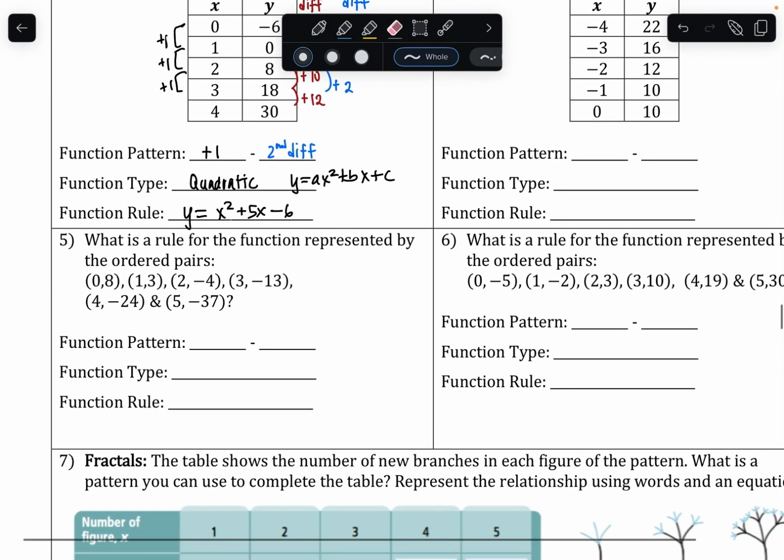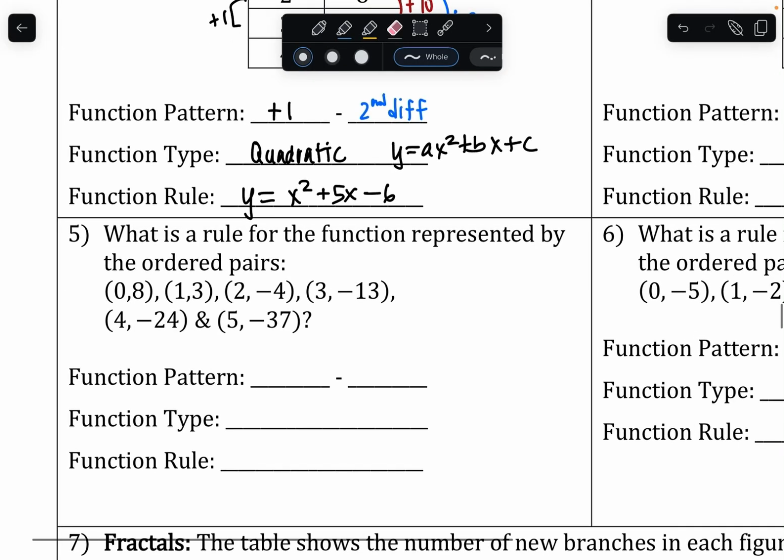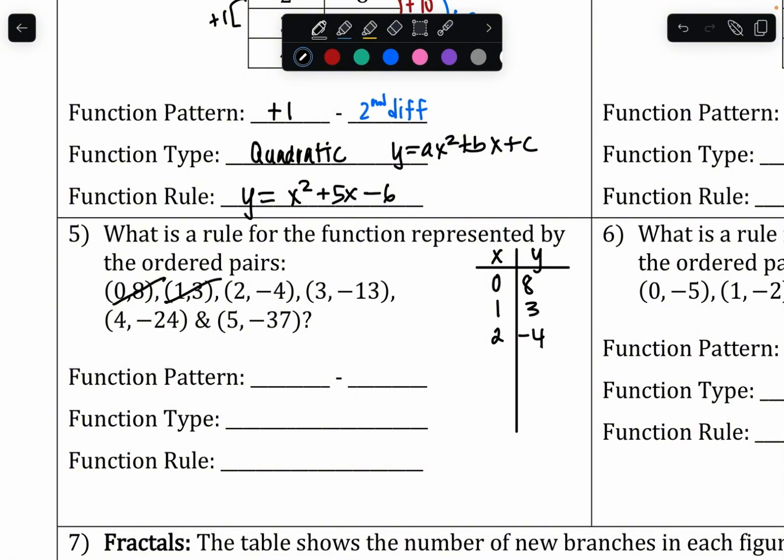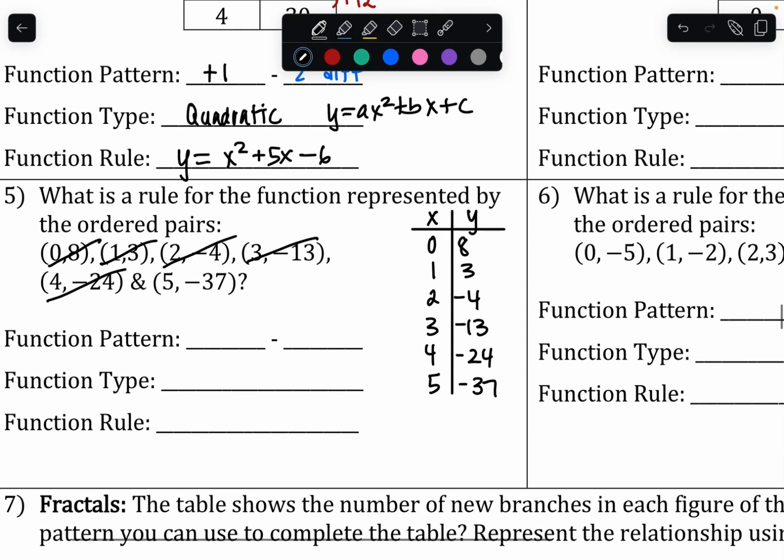Okay, and so let's look at number 5, where they're just giving us ordered pairs. If they're giving you ordered pairs, still turn it into a table just so you can start identifying the pattern easier and also use your regression easier. Okay, so I've got the (2, 8), I've got the (3, 3), I've got the (3, -4), (4, -13), (5, -24)... Okay, and so looking at our pattern, our x's are still going up by 1.